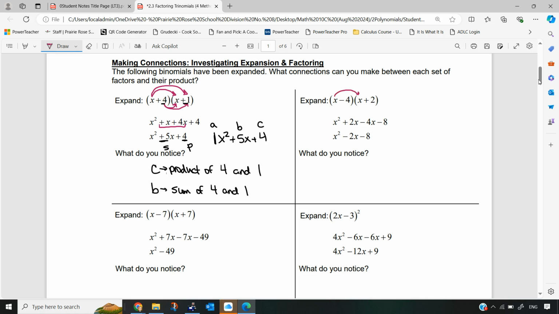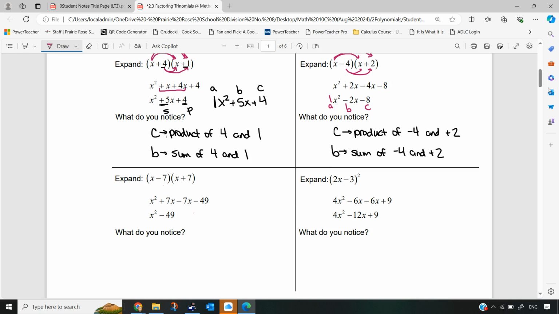Next example, we have x minus 4 times x minus 2. When we multiply that out, we're going to have x squared plus 2x minus 4x minus 8. And again, we want to take a look at our a value, our b value, and our c value and see if we can make any connections. That negative 4 times positive 2 is negative 8, and negative 4 plus 2 is negative 2.